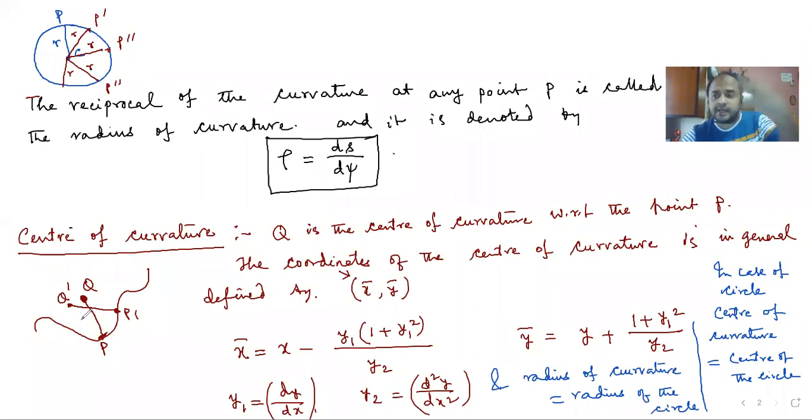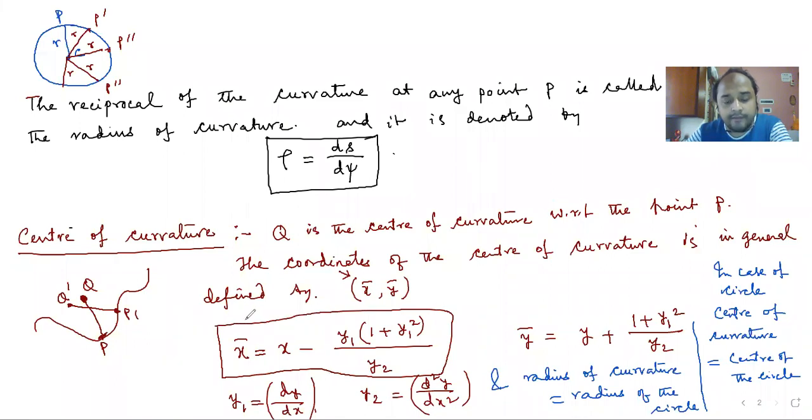But for any arbitrary curve, that is not going to happen. If you draw from different points, different normals will be obtained. So this is the formula in general for the center of curvature with respect to any arbitrary point P(x, y).